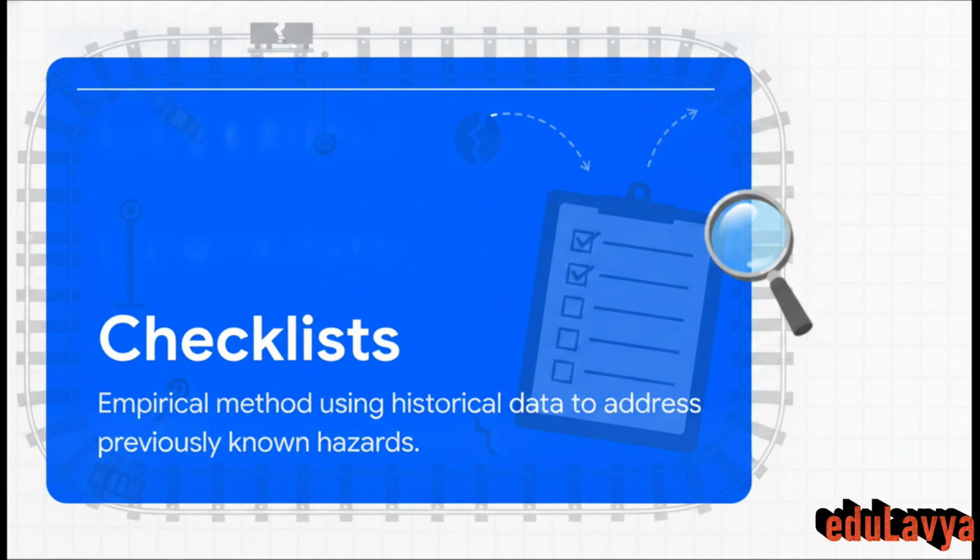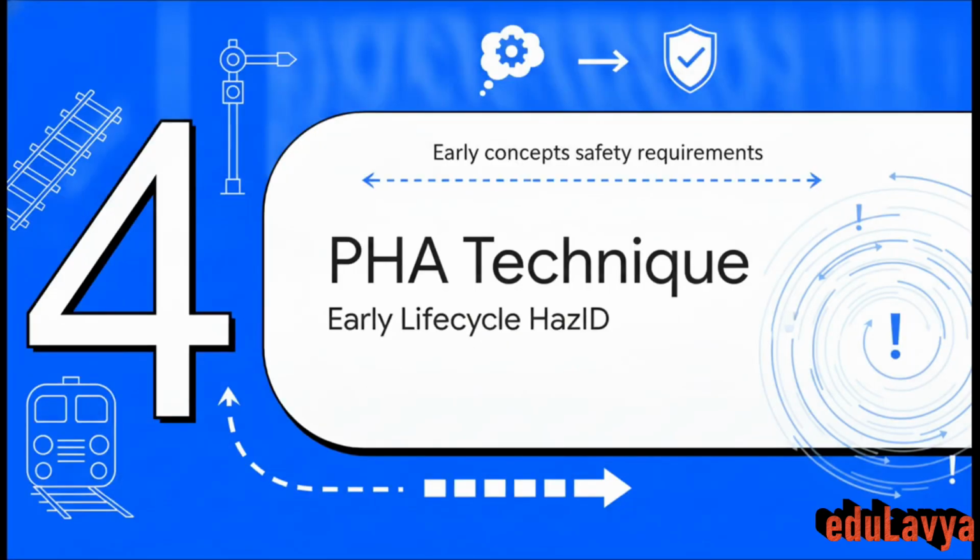When an engineering team uses a formal checklist, they're basically downloading the collective past experiences, accident reports, and hard-learned lessons of the entire railway industry. It's a way to ensure that any previously encountered hazards are systematically addressed right there in the design phase. It guarantees we learn from the past and never ever repeat a known mistake. Next up, Section 4, Preliminary Hazard Analysis, or PHA.